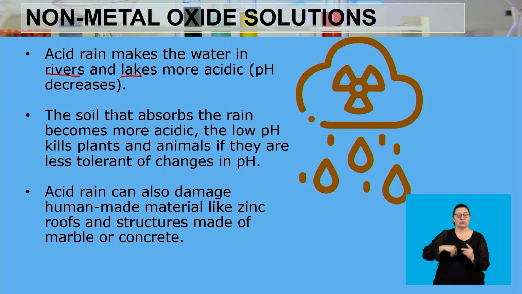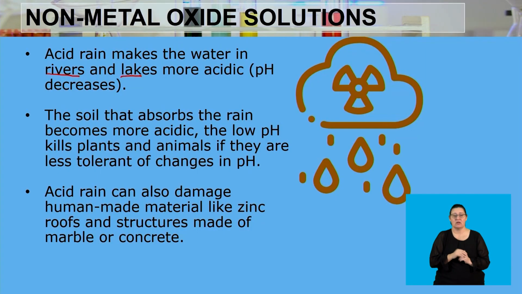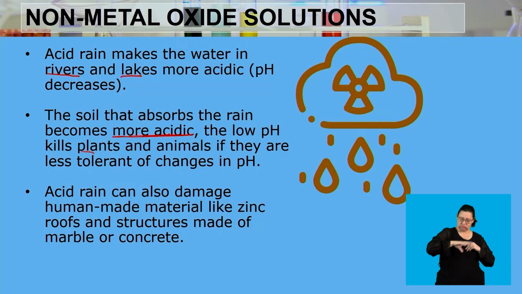So now, the soil absorbs the rain. Remember, the rain can go into the river or the lake and can also be absorbed by the soil. So once the soil absorbs that rainwater, the soil will become more acidic. The low pH is going to kill the plants and animals if they are less tolerant of changes in pH. So if the plants that are in that particular soil are less tolerant to the changes in pH, they're going to die. And also, we can talk about the ants that are living underneath the ground. When they're also less tolerant of that change in pH, they're also going to die.